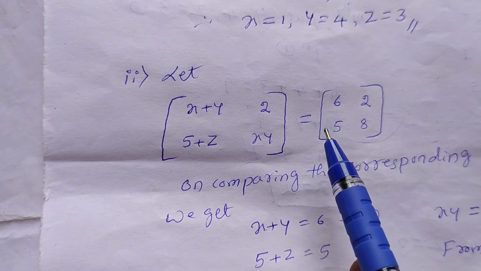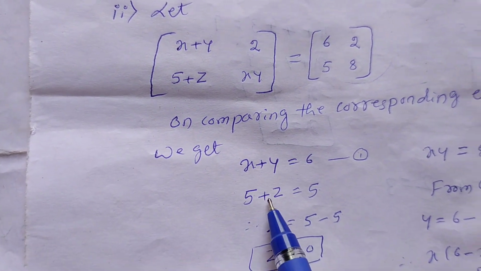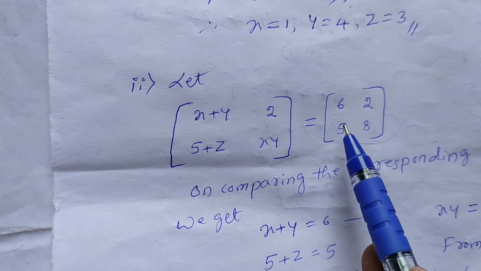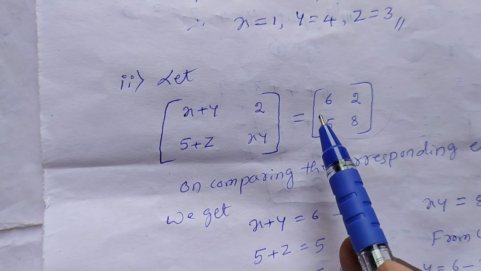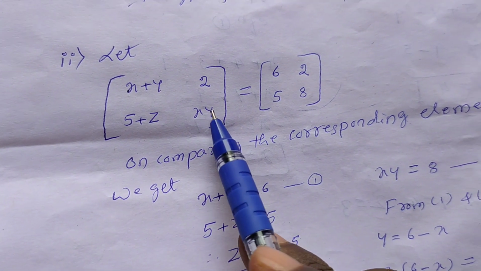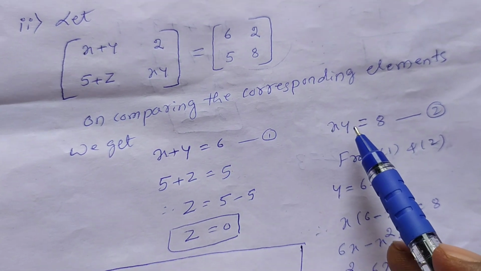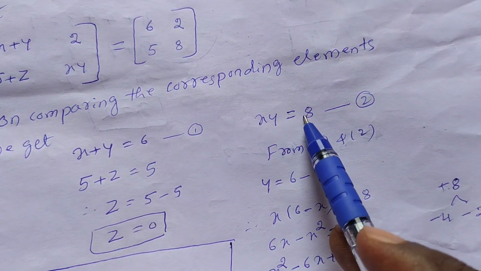Therefore, 5 plus z is equal to 5. And similarly, xy is equal to 8.